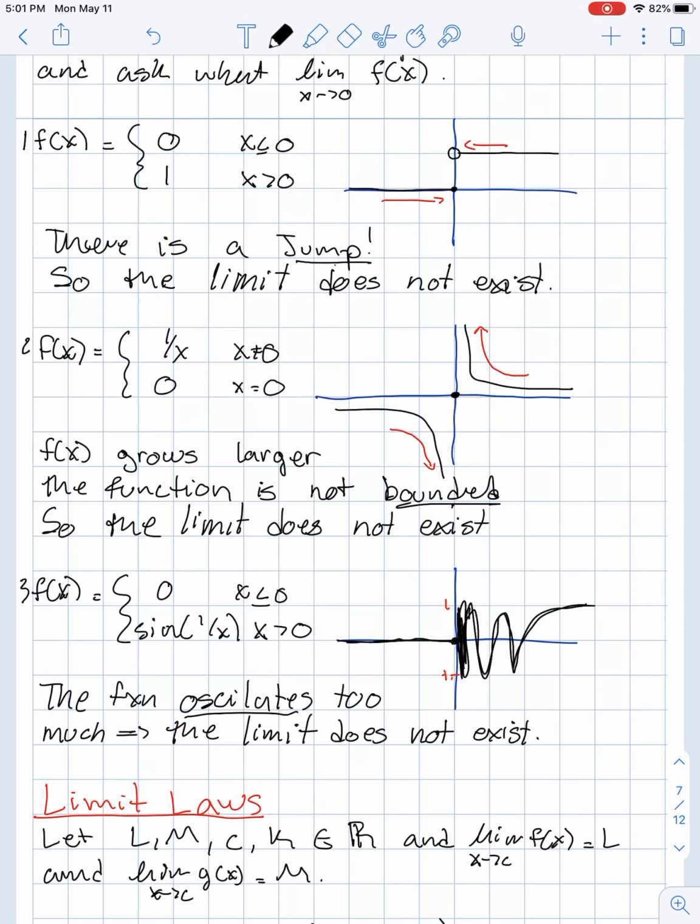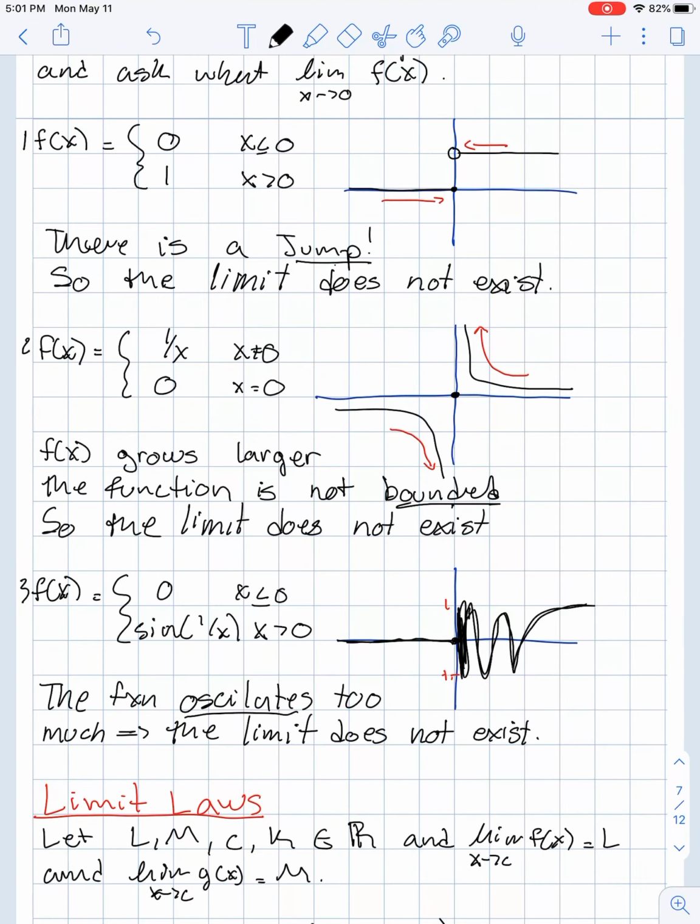So the limit doesn't exist. So we have three cases. If there's a jump, if my function's unbounded, so going off towards infinity, and if my function oscillates, and it's oscillating more and more the closer to 0 we're getting. So those are the three cases where a limit does not exist.